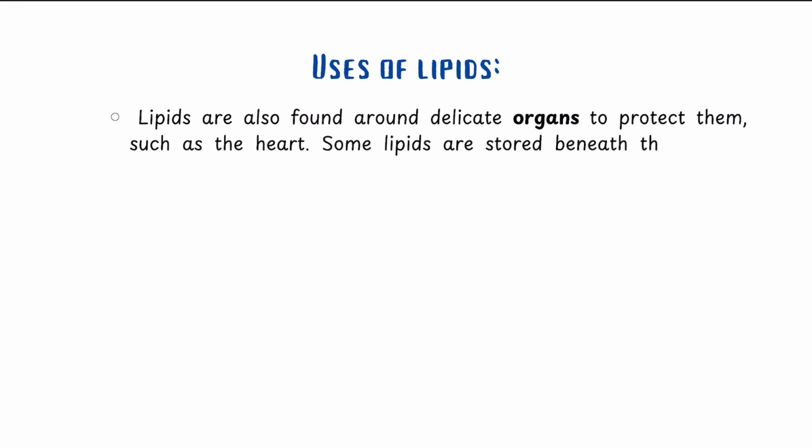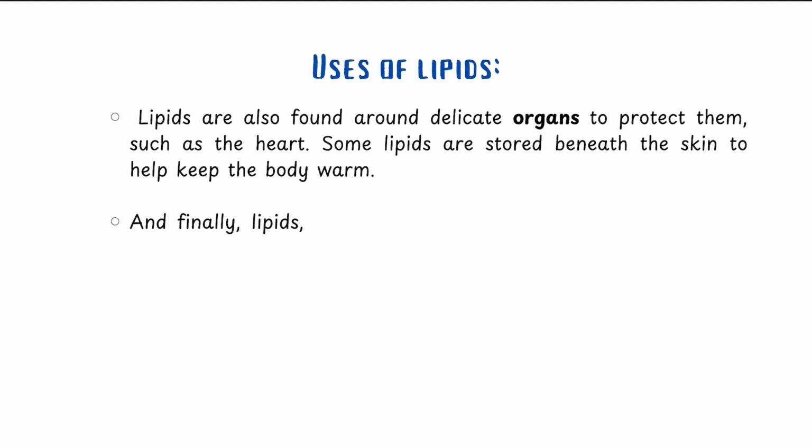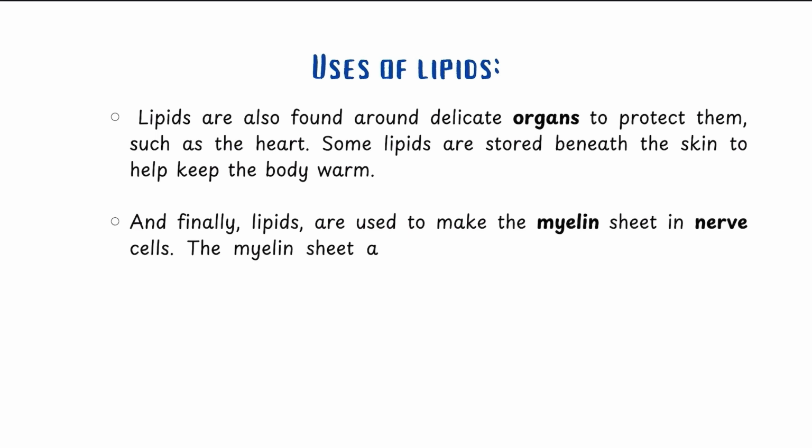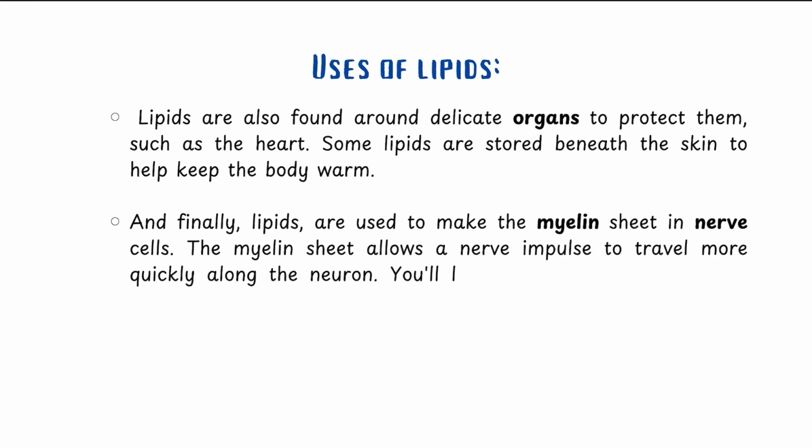Some lipids are stored beneath the skin to help keep the body warm. And finally, lipids are used to make the myelin sheet in nerve cells. The myelin sheet allows a nerve impulse to travel more quickly along the neuron. You'll learn more about this in Year 13.